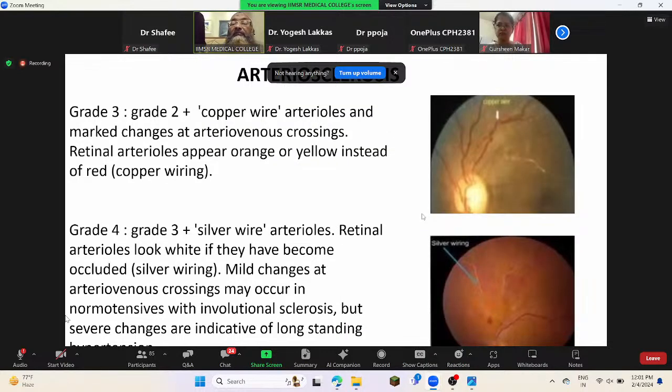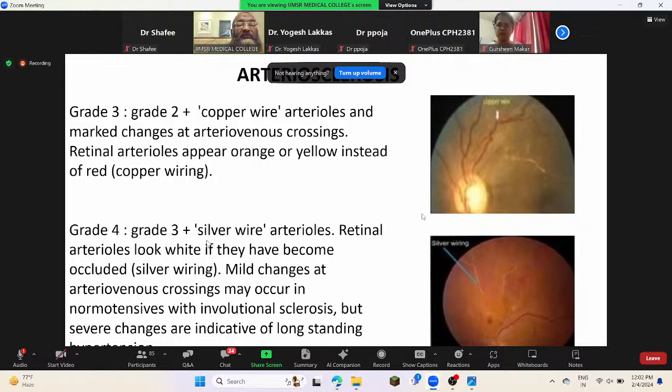The grade 3 is grade 2 plus copper wire arterioles and marked changes at arteriovenous crossings. Retinal arterioles appear orange or yellow instead of red. Well, you can't surely make it out here, and I failed to find a very high definition image of this figure from the internet.